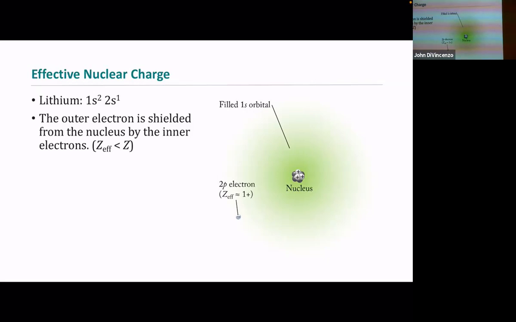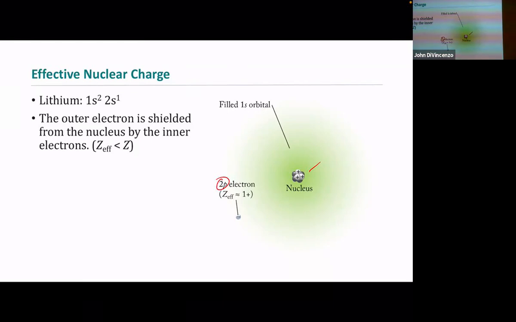Well, there is no 2p electron, so why do they have a 2p here? I'm not sure. The outer electron is shielded from the nucleus by the inner electron. They meant to say your 2s electron. Or maybe they're saying theoretically, if you had a p electron, they're not doing lithium. I don't know, but it looks like lithium with 3 protons. So that's not a great slide.